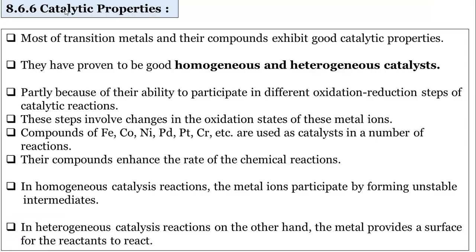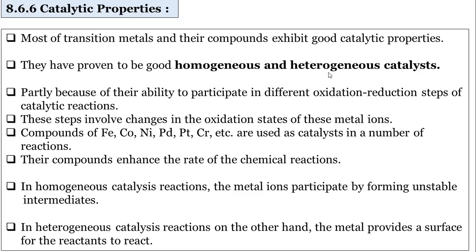Then I am coming to the catalytic properties. The d block elements have some catalytic properties. You know the catalyst. What is meant by catalyst? A catalyst is a substance which increases the rate of reactions. Most of the transition metals show catalytic properties. They show both homogeneous and heterogeneous catalysis. Homogeneous means the reactant and the catalyst are in the same phase. Heterogeneous catalyst means the reactant and the catalyst are in different phases.